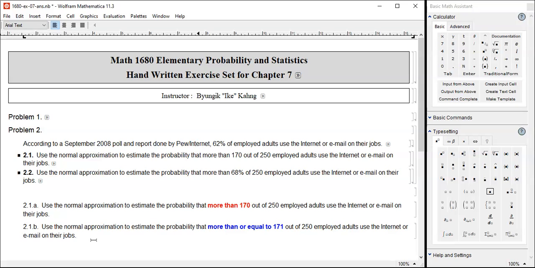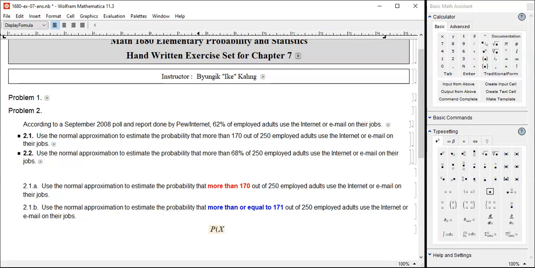They differ, of course, but the difference is relatively small. That's why it is called an approximation. But in this regard, the approximation fails. Well, okay, all right, it doesn't downright fail. We can make it right, but here, more than 170 versus more than or equal to 171 are supposed to be equal, the same, because of what I just discussed here. So the probability of x greater than 170 is equal to the probability of x greater than or equal to 171. These two have to be the same.